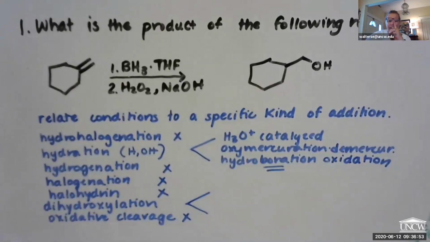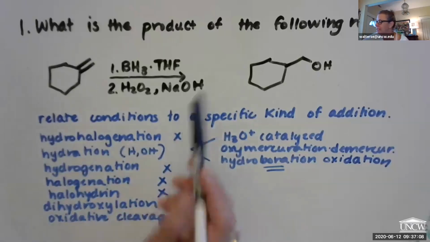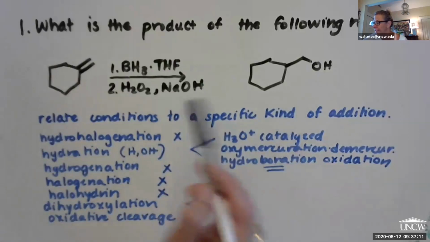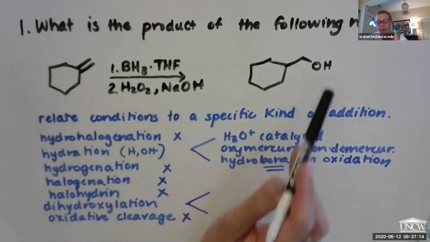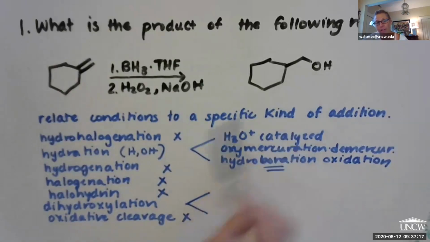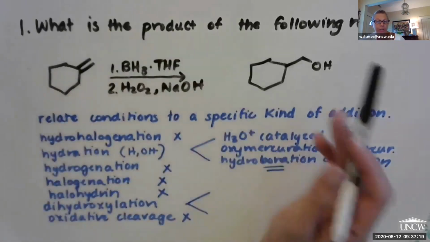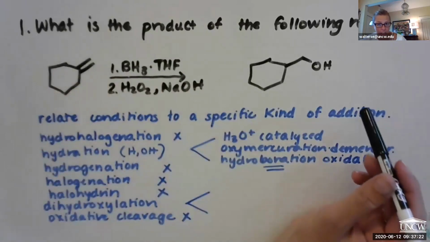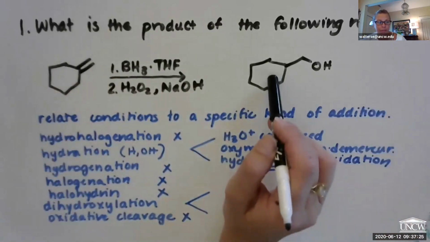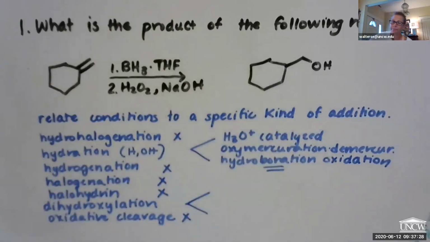What I would advise against is just memorizing what stuff looks like. What I mean by that is, don't just memorize, well, BH3 and THF makes an alcohol. You have to know what kind of alcohol. So it's better to be able to talk through your reactions with the right words in order to predict your product. Are there questions about that one? And then I'll give you one to practice.